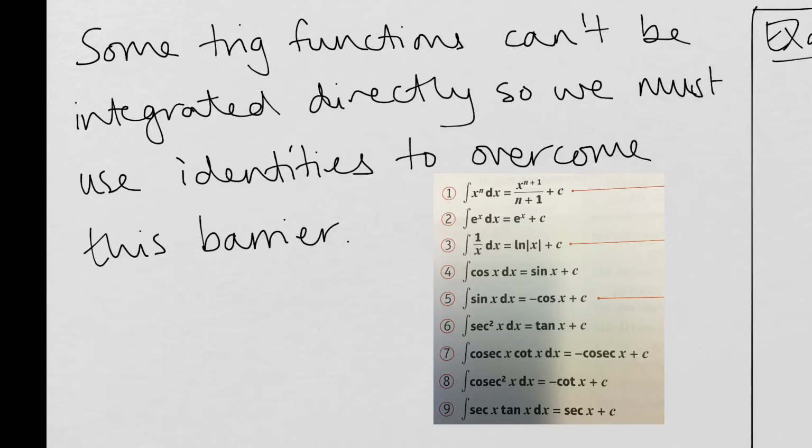So to overcome this, we're going to need to be using some of our identities and just getting used to the fact that we're going to be using these identities over and over again, not just to solve trig equations, but also to help us with integration. So let's go on to our first example.